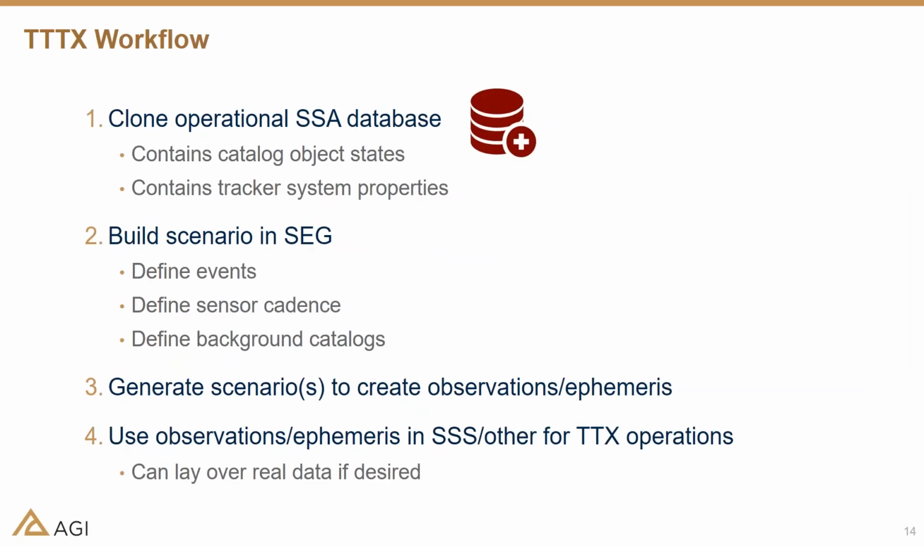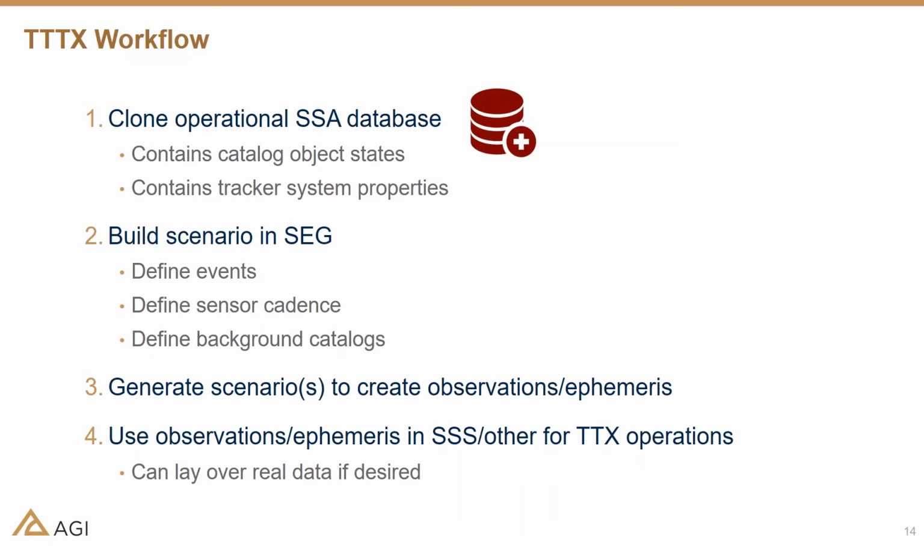So our TTX workflow, we start off by cloning an operational SSA database. And an SSA database is going to contain a set of catalog object states and a tracker system. So this is really geared towards someone who's maintaining a catalog of objects in space, where you have either a full SSN catalog of 15,000 objects, or you might have your own set of objects that you're concerned about, that you're tracking or you're generating ephemeris for.